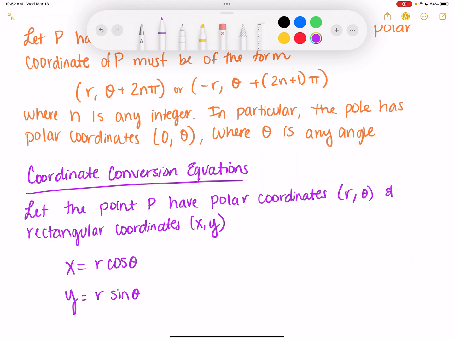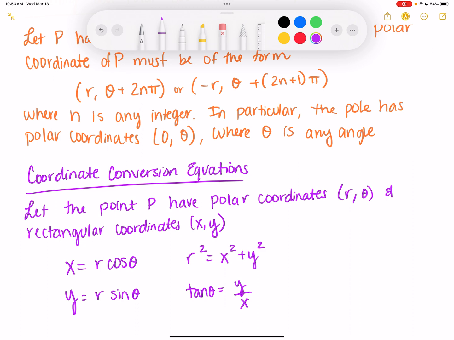r squared is equal to x squared plus y squared, which is something we've done all the way back when we were doing sine, cosine, tangent, where we're given x, y, and r. So r is just the hypotenuse value. And then tangent of theta is equal to y over x. So if we need the angle, that's how we can get the angle, depending on what they give us.